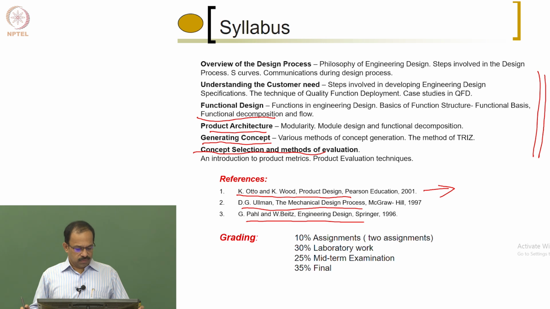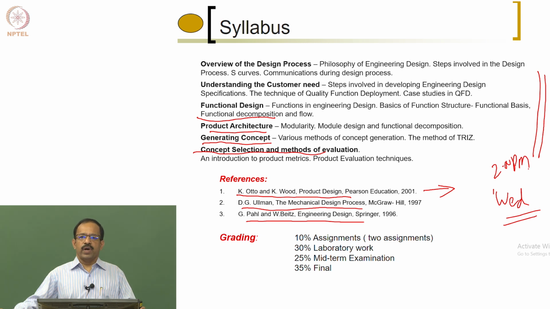All right. So the grading will be like this. You will be having assignments. So you will be having 2 assignments, which have 10 marks or 10%. And then you have a laboratory component as part of this course. So every Wednesday at 2 p.m. you have a laboratory course.